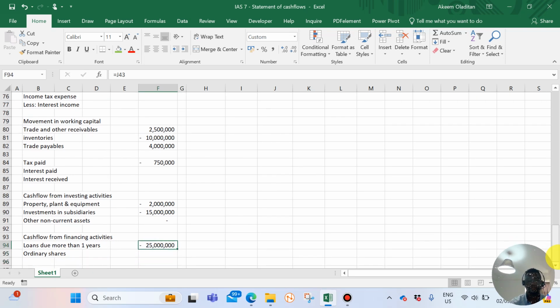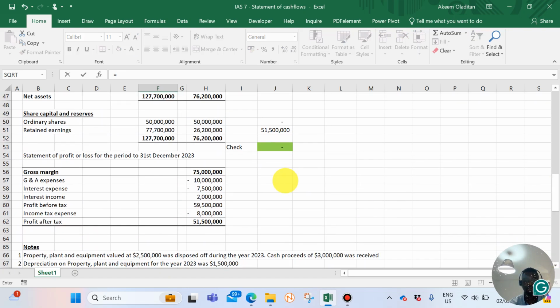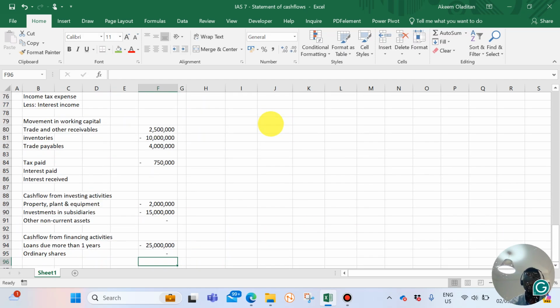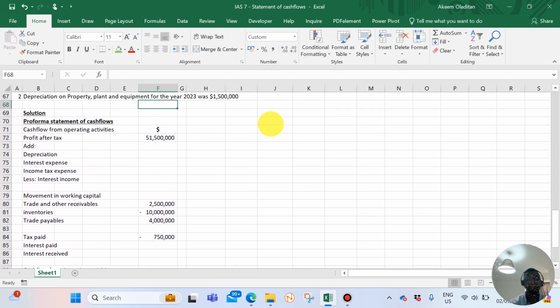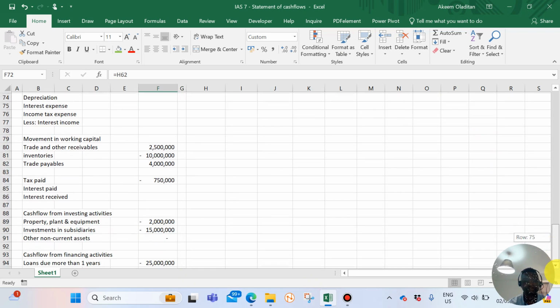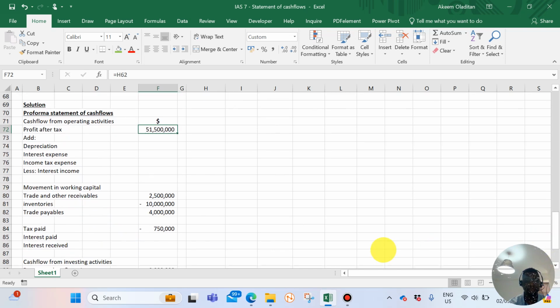So ordinary shares, I don't think there's any movement, but let me check. There's no movement. So the only one I didn't bring down is the retained earnings, but also if you notice, the same value that you have for profit after tax is still what we have as retained earnings. So we are still on the right track. Let me do a sum of all this, then we'll know whether we are still on the same page, on the right track.